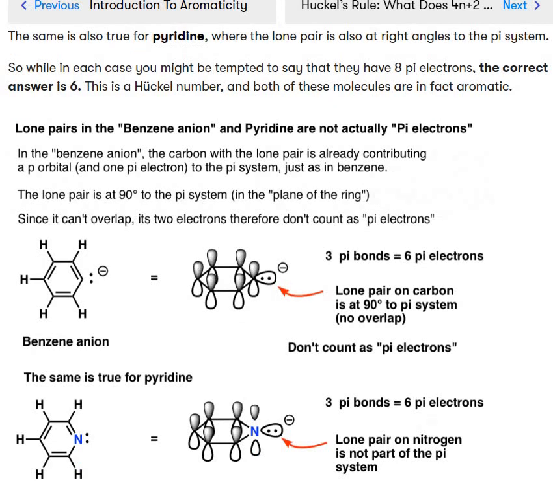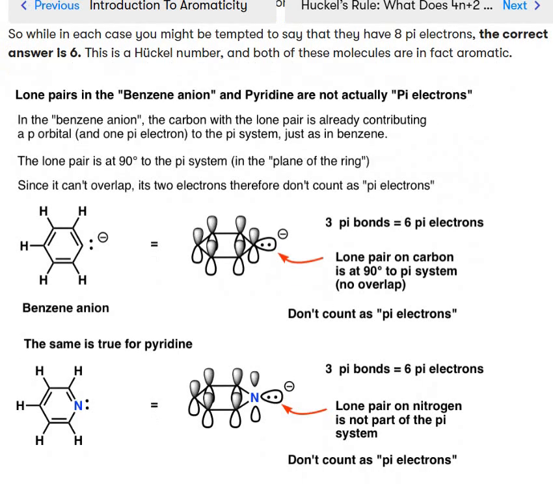In the benzene anion, the carbon with the lone pair already contributes a p orbital and a pi electron to the pi system, just as in benzene. The lone pair is at 90 degrees to the pi system, in the plane of the ring. Since it cannot overlap, its two electrons therefore don't count as pi electrons. So 3 pi bonds, 6 pi electrons. The lone pair on the carbon is at 90 degrees to the pi system, no overlap, so it doesn't count as pi electrons.